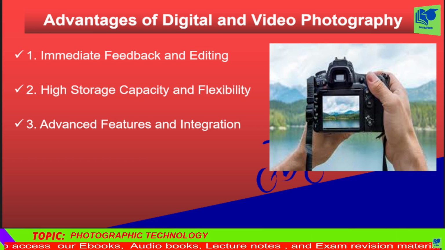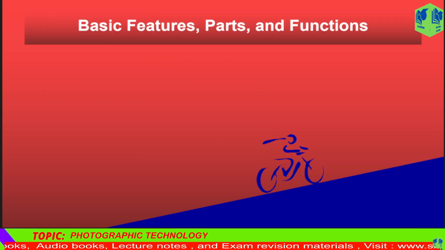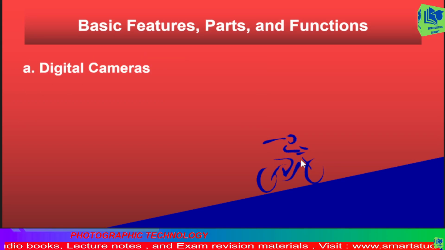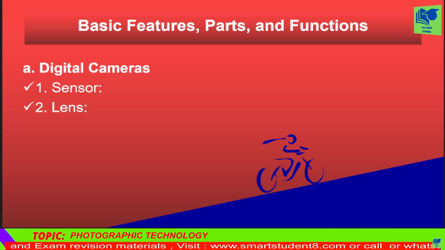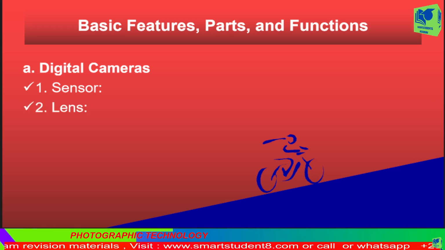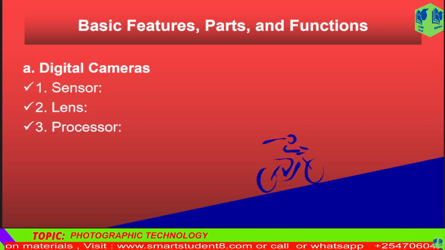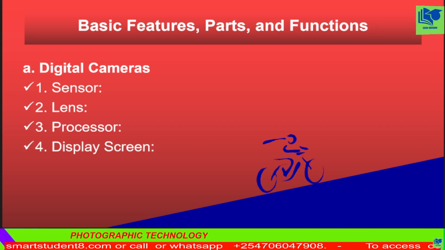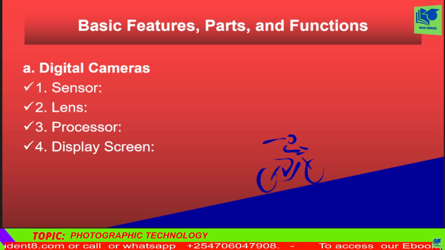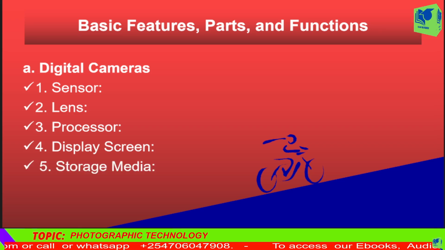4. Basic features, parts, and functions. Digital cameras. 1. Sensor. The heart of a digital camera, the sensor captures light and converts it into digital data. 2. Lens. Focuses light onto the sensor, determining the field of view and depth of field. 3. Processor. Processes the data from the sensor, converting it into a viewable image. 4. Display screen. Allows for image review and menu navigation. 5. Storage media. Holds the digital files, such as SD cards.